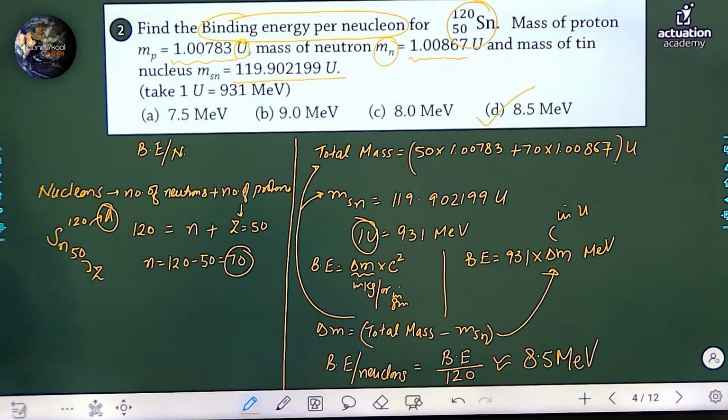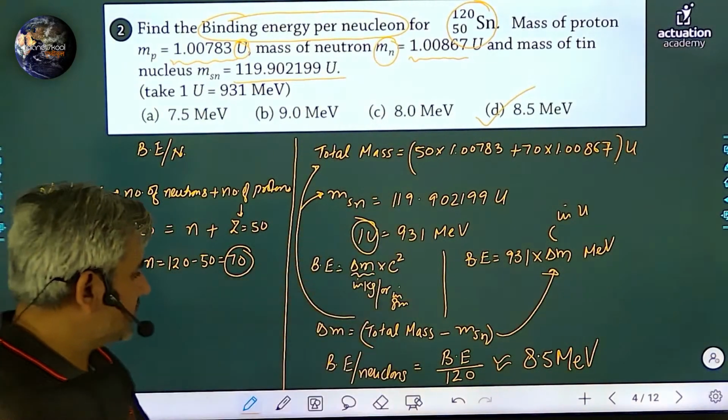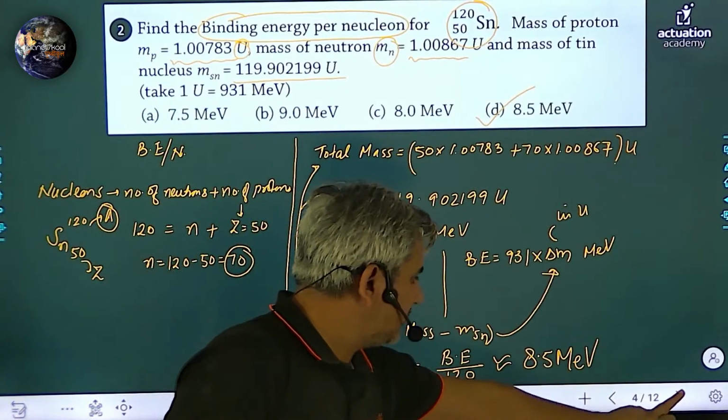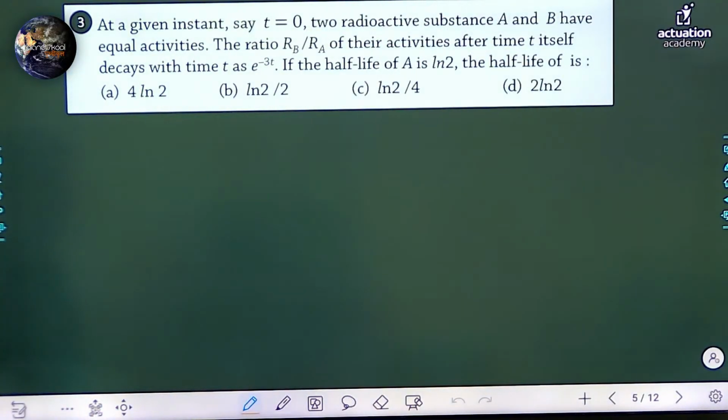Yeah, it's going to be a lengthier calculation, but that's what these questions are. So now let's move to question number 3.